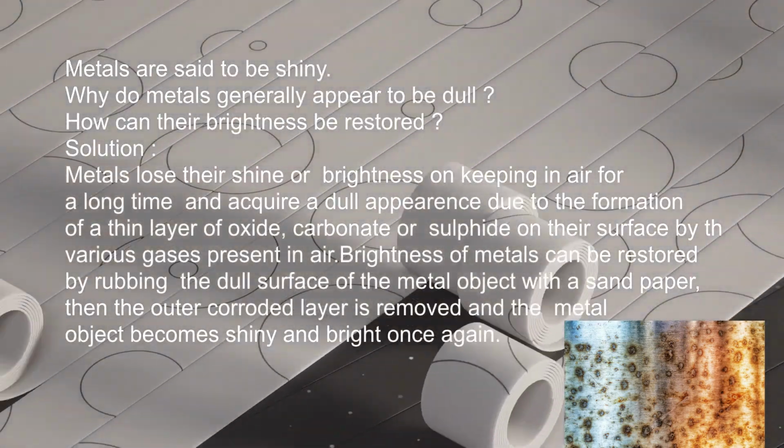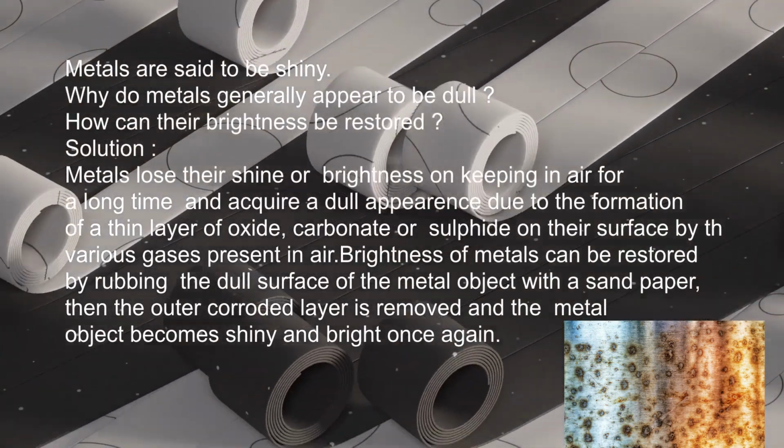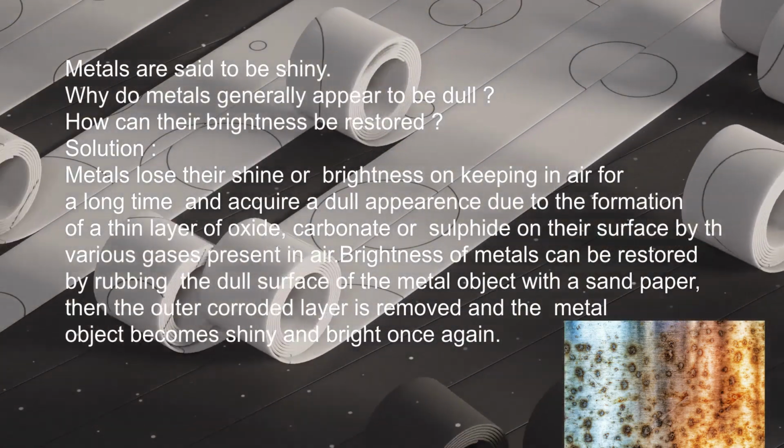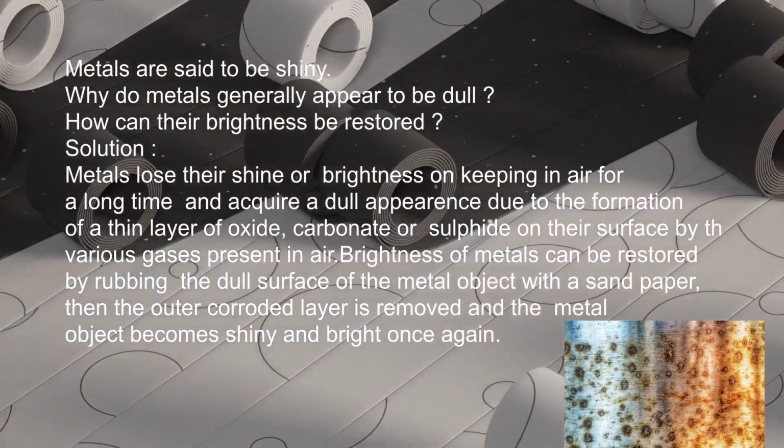Brightness of metals can be restored by rubbing the dull surface of the metal object with sandpaper. Then the outer corroded layer is removed and the metal object becomes shiny and bright once again.